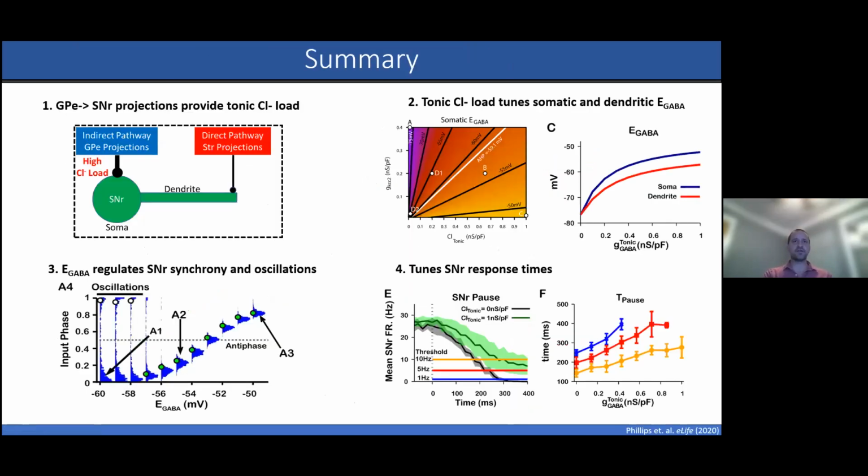All right, so then to conclude, again, the GPE to SNR synapses provide tonic chloride load to the SNR neurons. The tonic chloride load tunes somatic and dendritic E-GABA. And then E-GABA can regulate the local SNR synchrony, emergence of the slow oscillations. And finally, E-GABA can also tune the response times within the SNR for decision-making tasks.